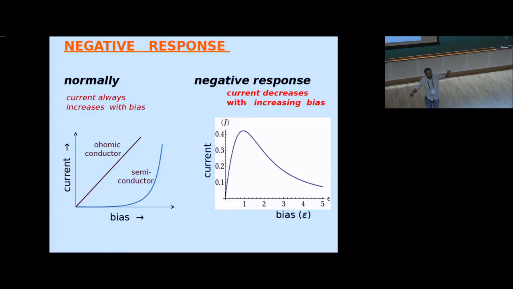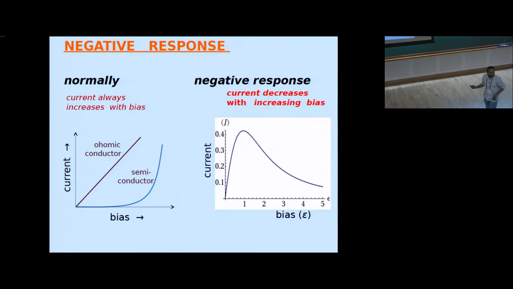That we know. If some current is already flowing and you increase the potential again, you get more current. That's what intuitively it says. So basically, current versus bias is always an increasing function. Okay, so an ohmic conductor or semiconductor, this is the normal situation.